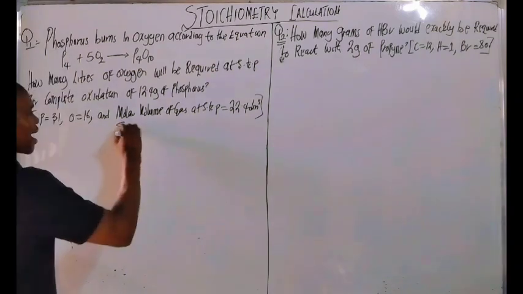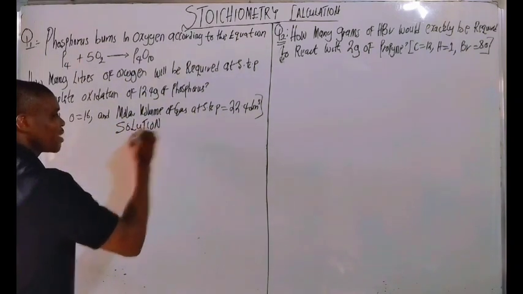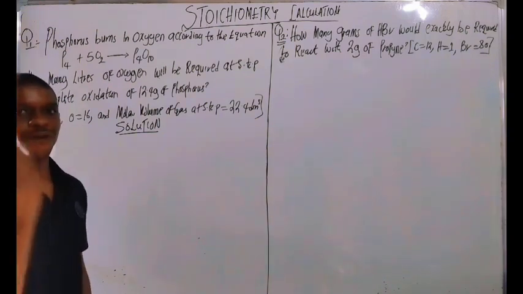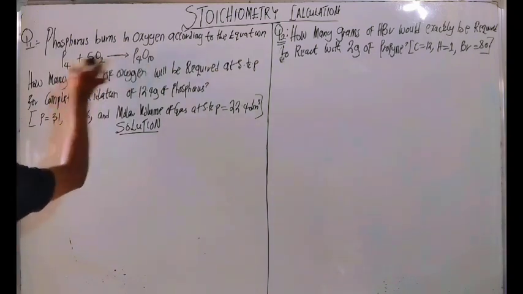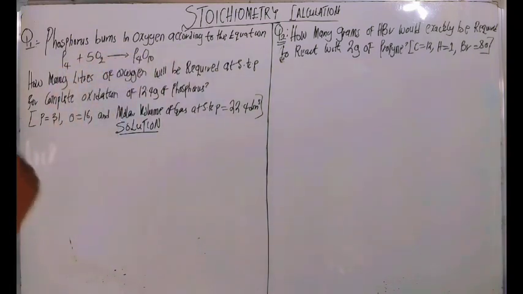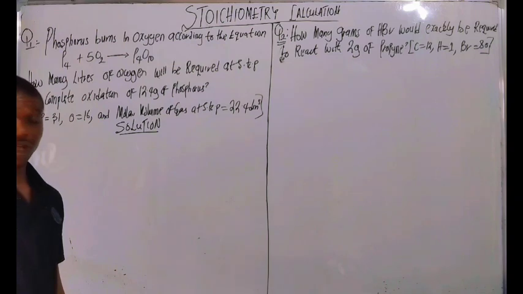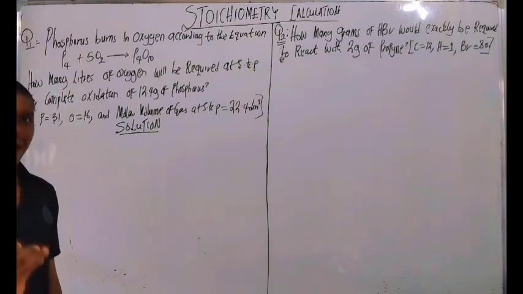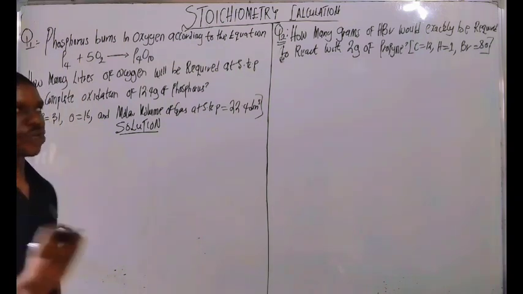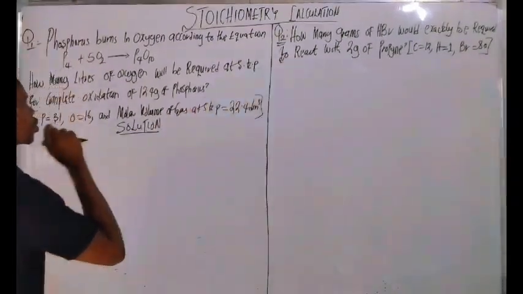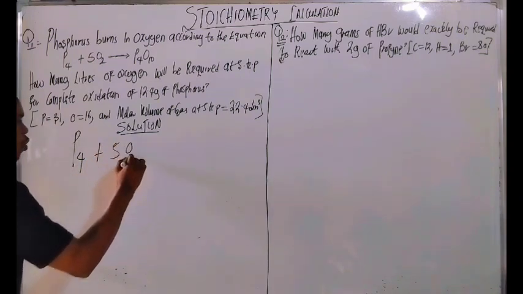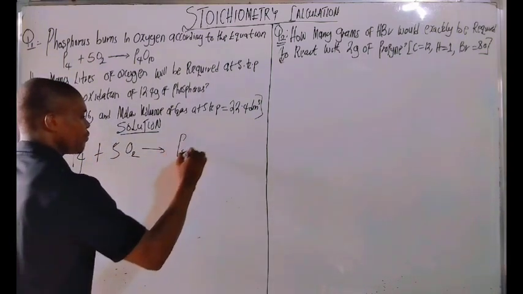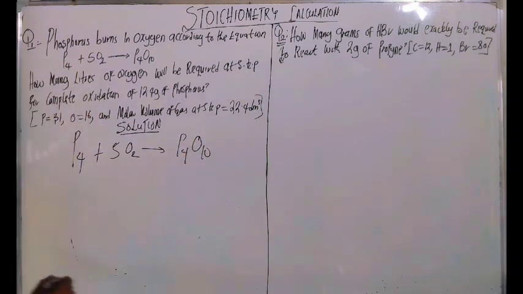Solution. Please watch me as I explain. I will show you a simple way to solve this kind of problem when we see it in the exam. The first step is to write the balanced chemical equation that has already been given to us. Like I said, if the balanced chemical equation is not given in the question, you have to write it out, and I'll show you when we get to that point. So here we have P4 plus 5O2 giving P4O10.